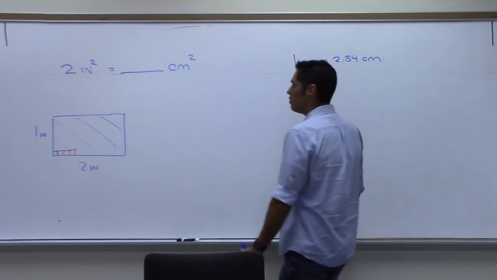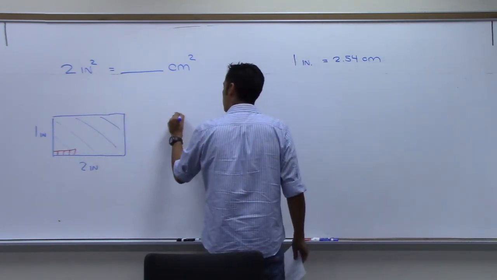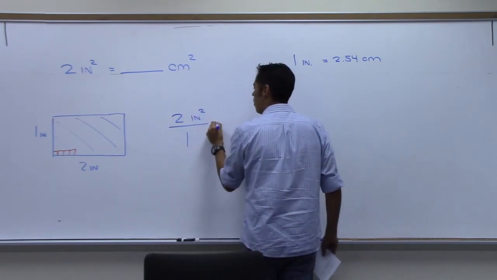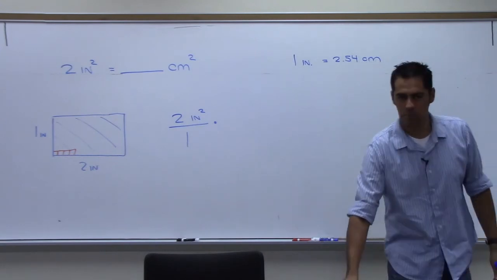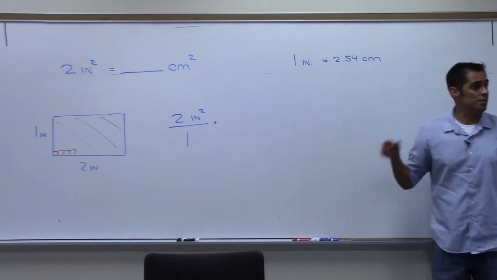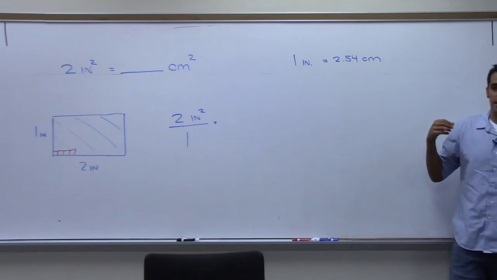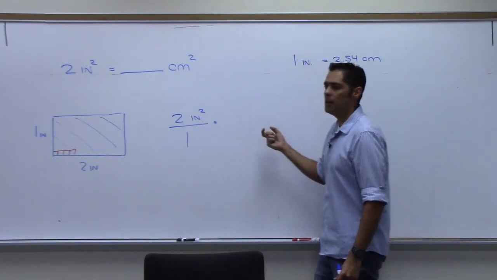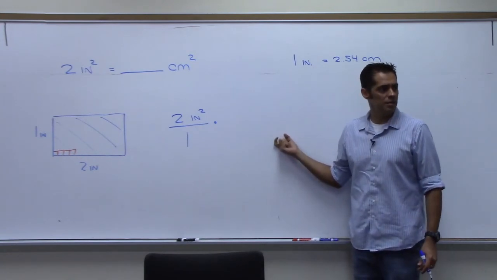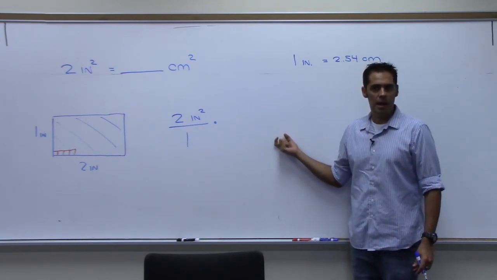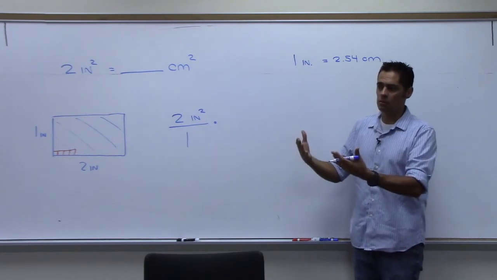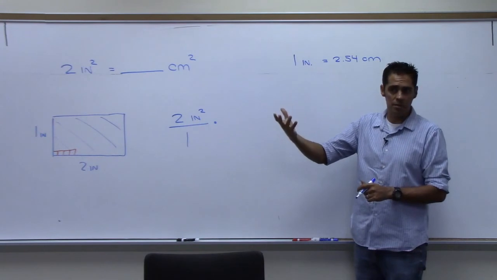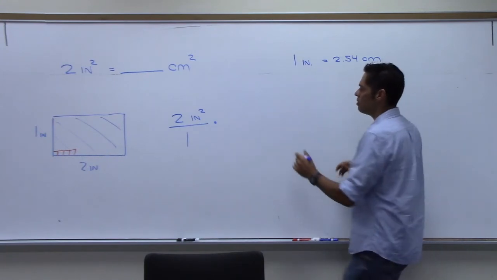So let me do what we did before. I'm going to write down what we're given. 2 inches squared over 1. And what do I need to get to cancel? The inches squared, don't I? And to get the inches squared to cancel, that means I'm going to need 2 factors of inches down here. I want the inches squared to cancel, but I want what to appear? Centimeters squared. So there's 2 ways you could look at doing this.